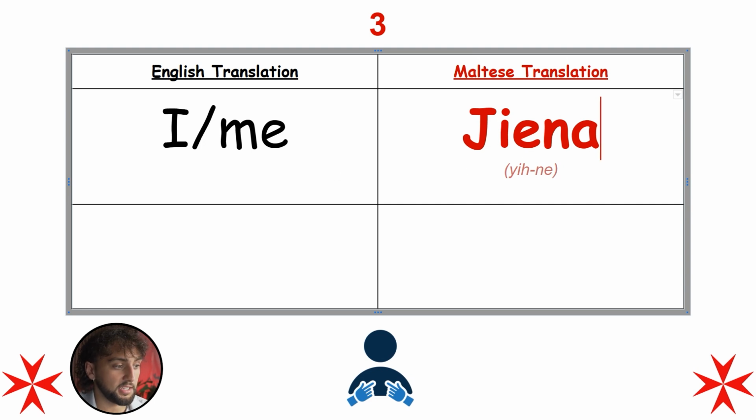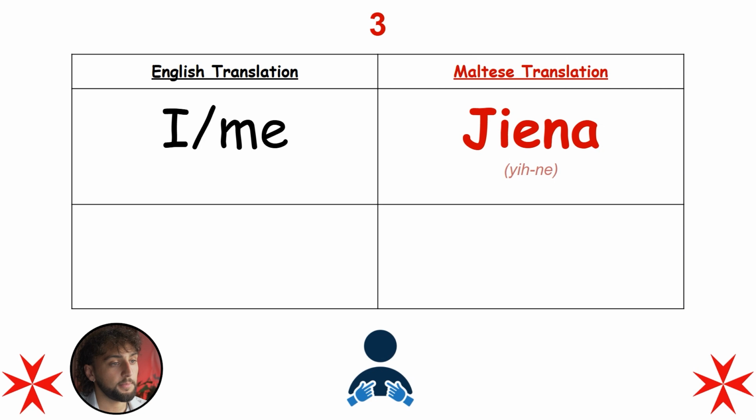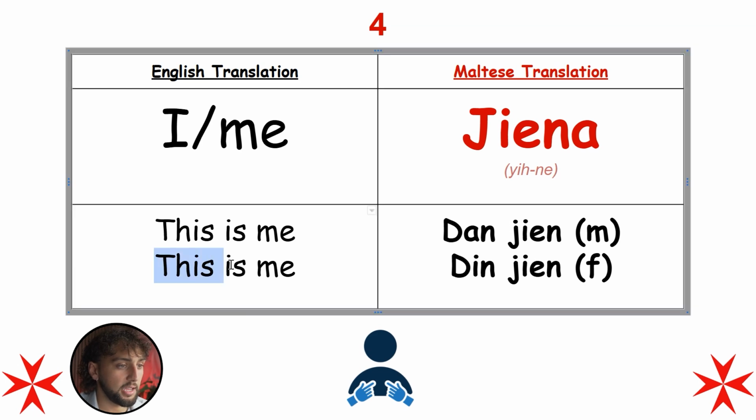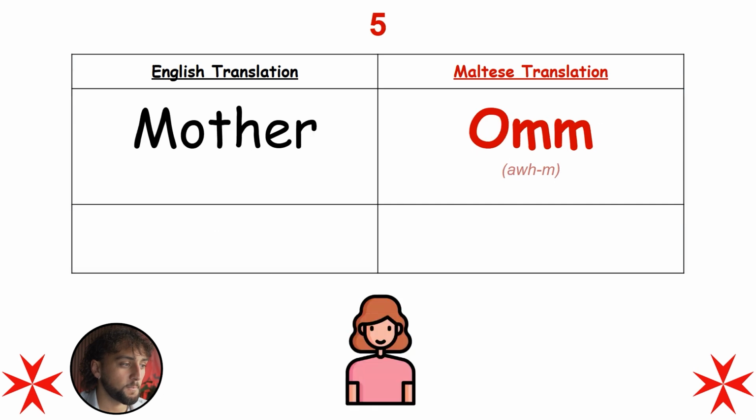Now, to say this is me in Maltese, you can say dan yin if you're a male, or din yin if you're a female. And by the way, this word right here, dan or din, means this is. And you'll be seeing these a lot more throughout this video. You just need to keep in mind that if you're talking about a male, you should use dan. And if you're talking about a female, you should use din. Okay, on to the next one.